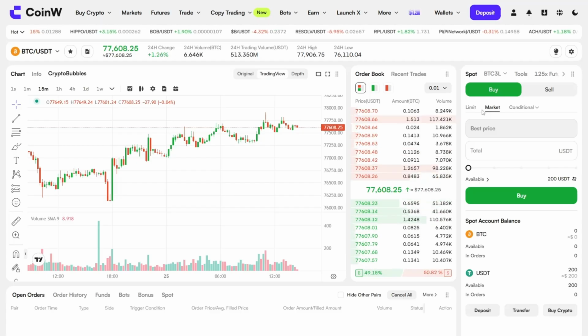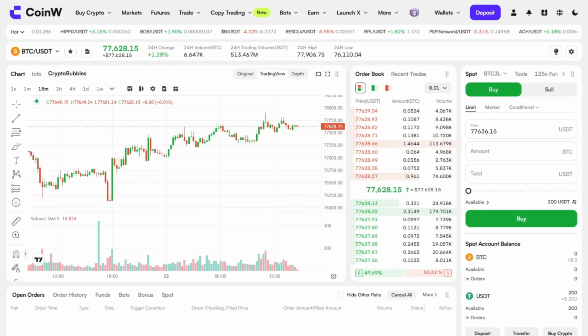Beside the market order, we have a limit order. A limit order lets you choose the exact price you want to buy or sell at. For example, if Bitcoin is trading at around 77,500, but you only want to buy if it drops to 76,500, you can place a limit buy order at that price.